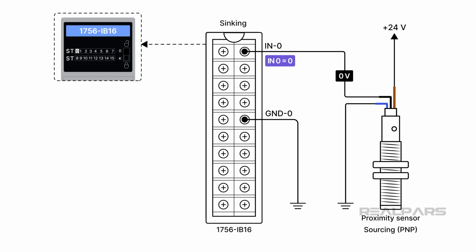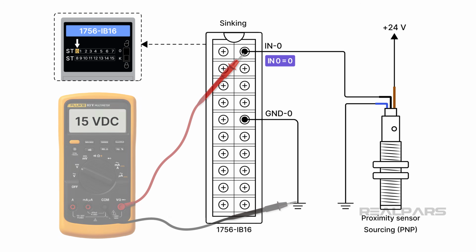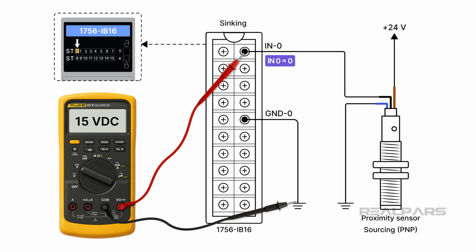We said earlier that the LED indicators can be misleading. Why is that? Well, the LED may be on, but the voltage present may not be what you expect. The same can be said when the LED is off. The only way to be sure is to measure the voltage at the input module terminal.